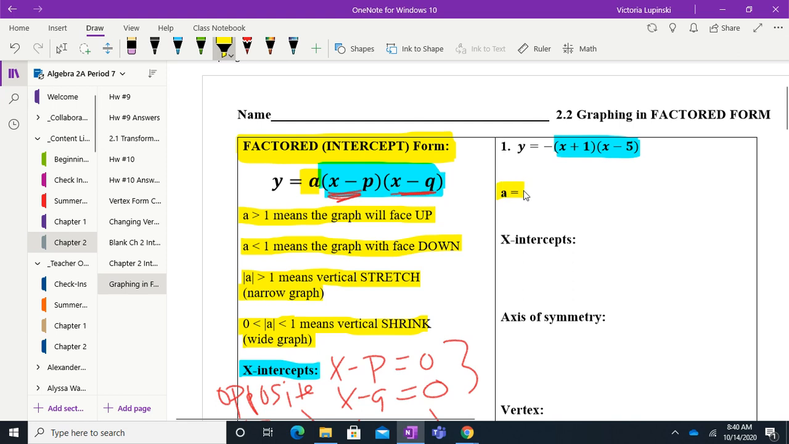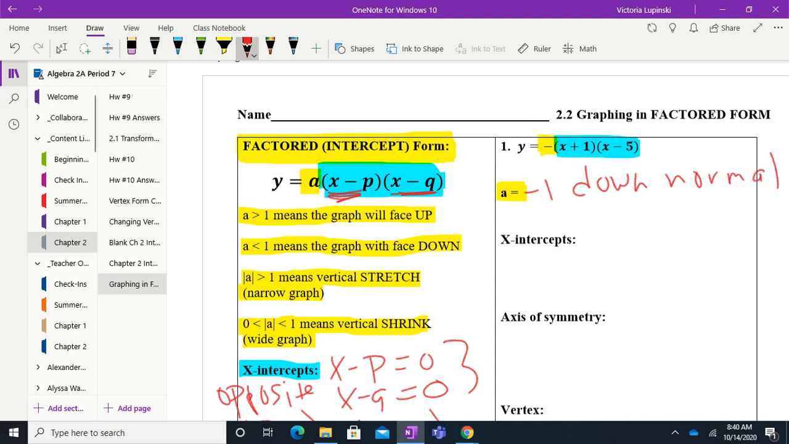You're going to go ahead and start by telling me what a is, and a is the value that's out front. So right now, all I see there is a negative. So that means that a is equal to negative 1. The fact that a is equal to negative 1 actually tells us two things. It tells us that the graph is going to face down because it's a negative, and it tells us that the width is actually going to be what I call normal.